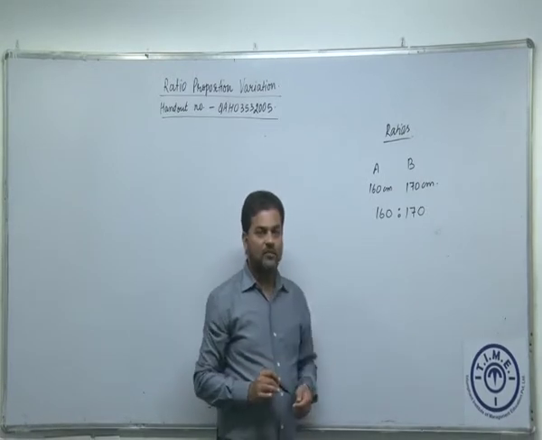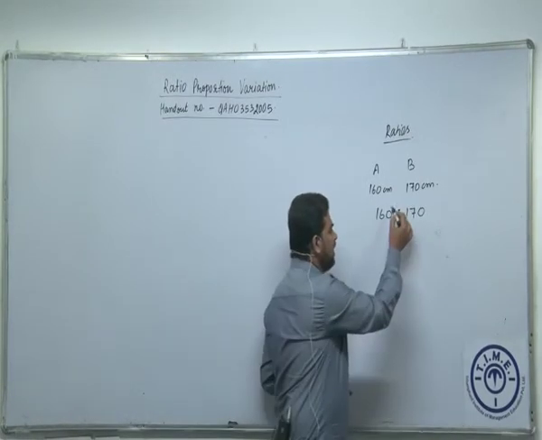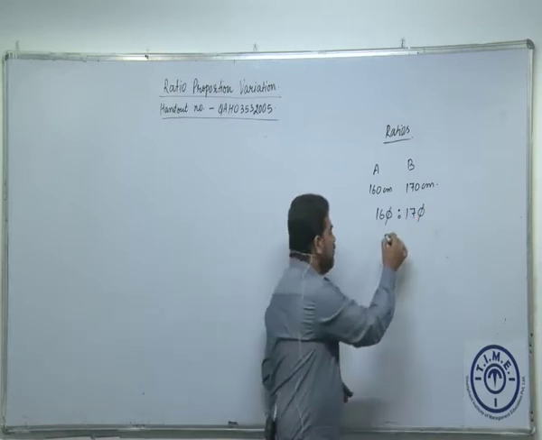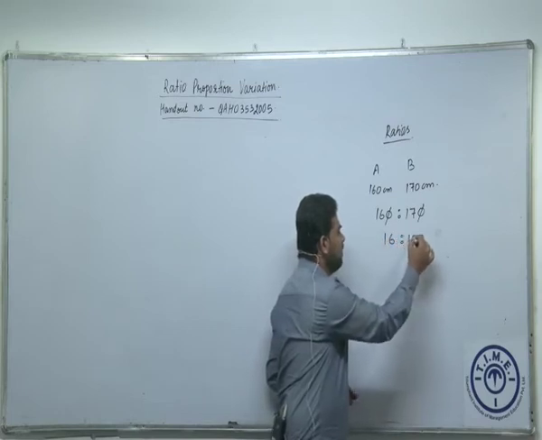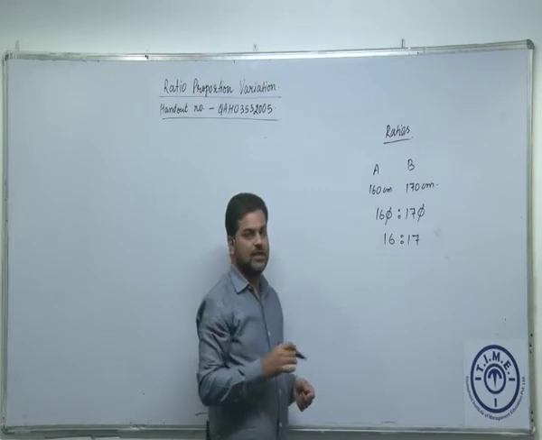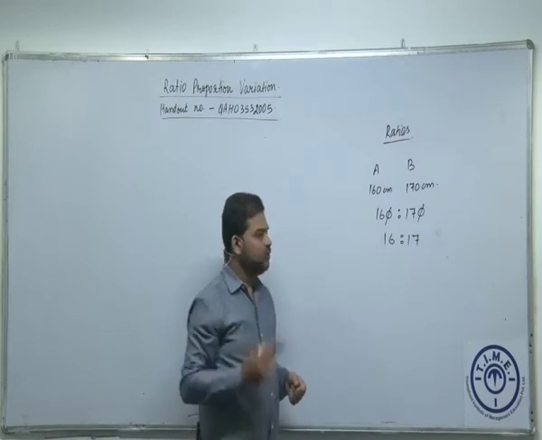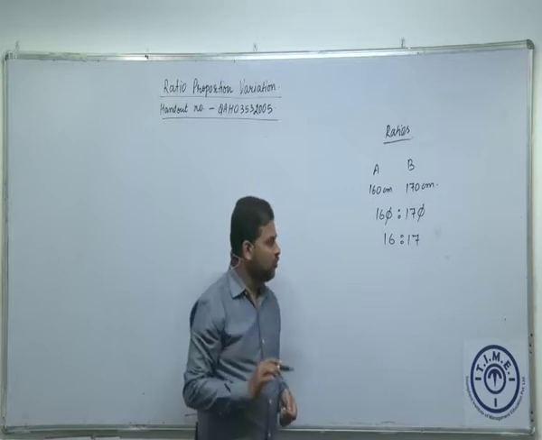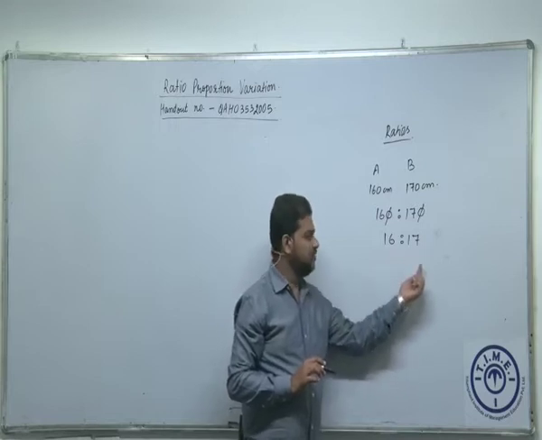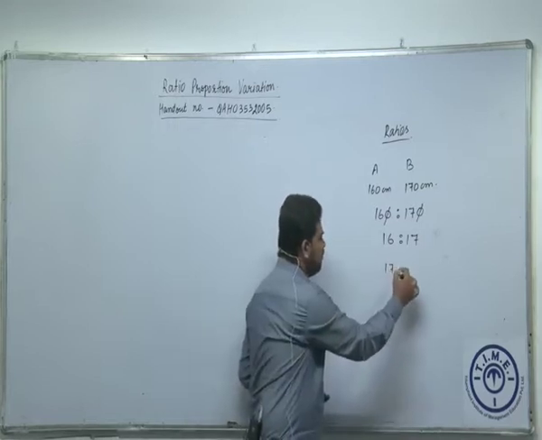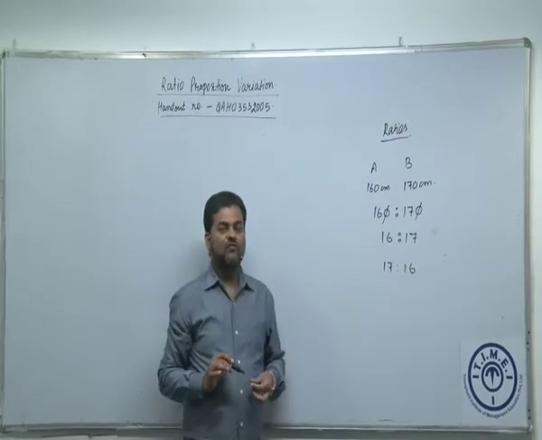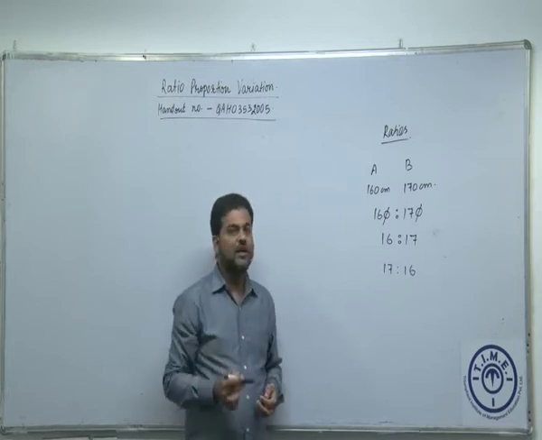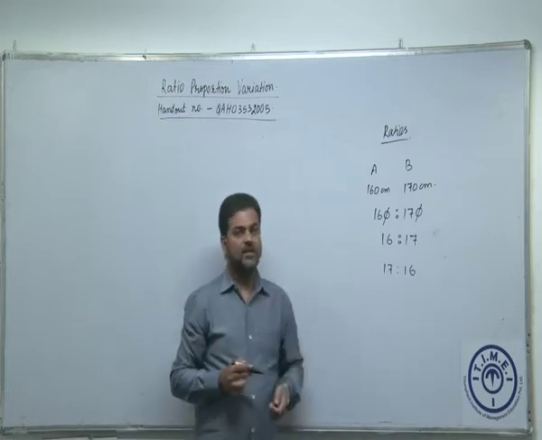Is there anything common that we can cancel out in this? Yes. Can we cancel out 0 and 0? Is there anything else we can cancel out? No. So we'll say the ratio of A's height to that of B's height is 16 is to 17. Suppose the question was, what is the ratio of height of B to that of A? Then 17 will come first and 16 will come later, so the answer is 17 is to 16. So be careful about what the question is asking. If it is A to B, it is 16 is to 17. If it is B to A, then it is 17 is to 16.